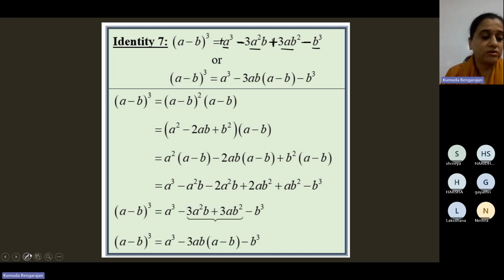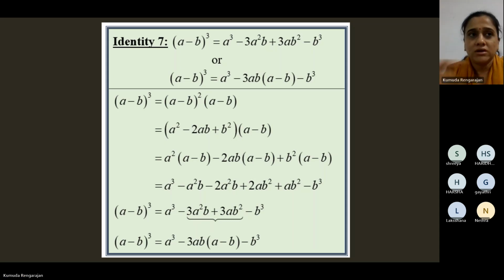But don't change the order, okay? So first a cubed, then 3a square b, then 3ab square, then b cubed. In this order, plus, minus, plus, minus. A cubed, that's positive, no? When you say a cubed, it's positive. A cubed minus 3a square b plus 3ab square minus b cubed. See, remember, there is no sign here, but it's plus. So plus, minus, plus, minus. A minus b the whole cubed is equal to a cubed minus 3a square b plus 3ab square minus b cubed.